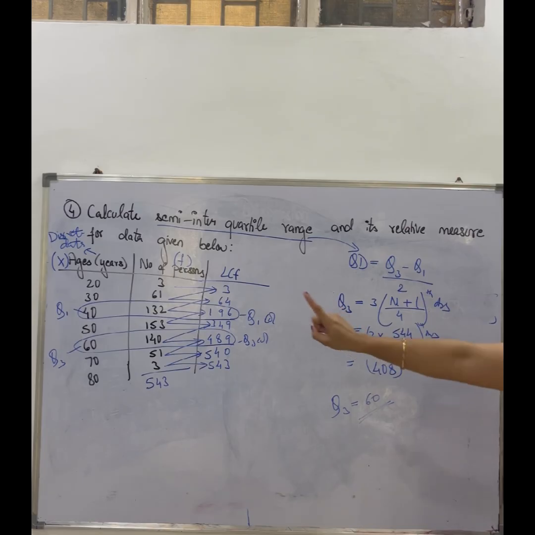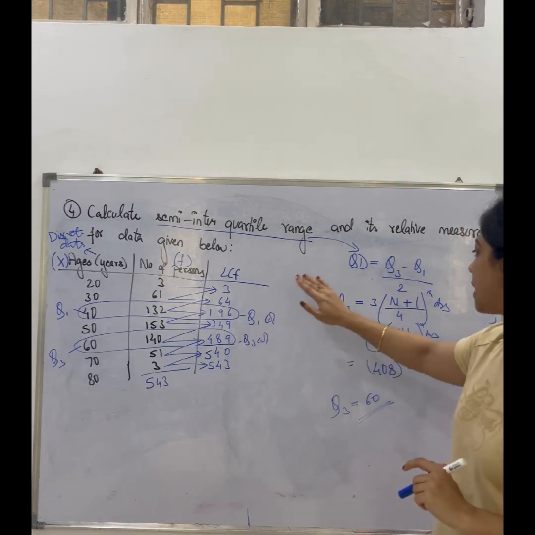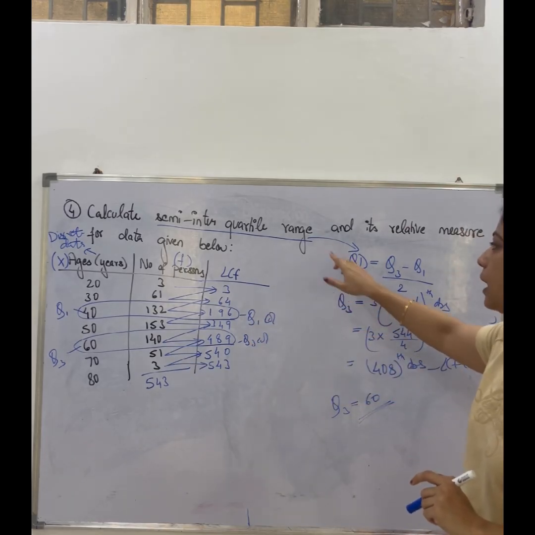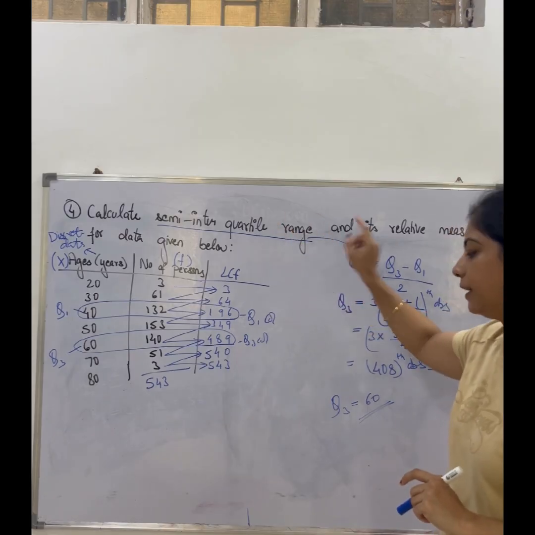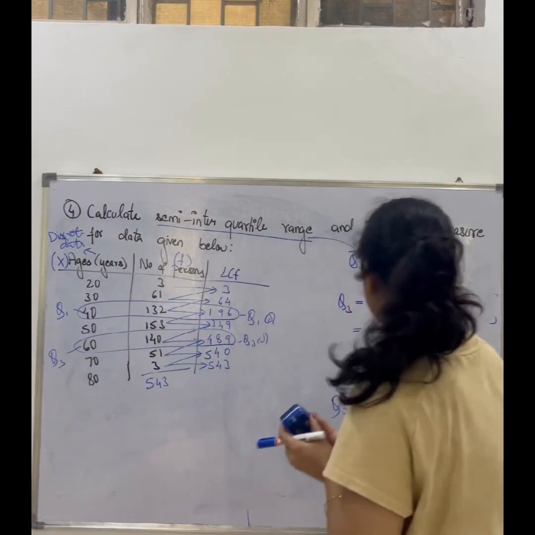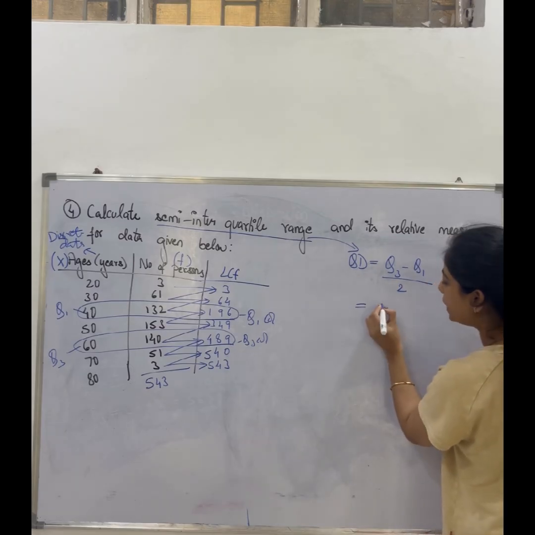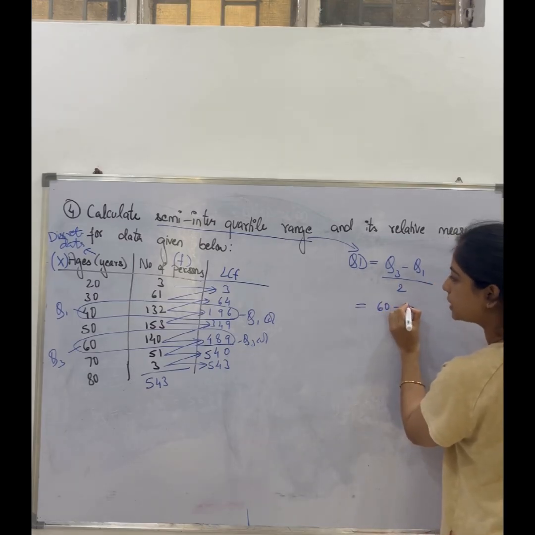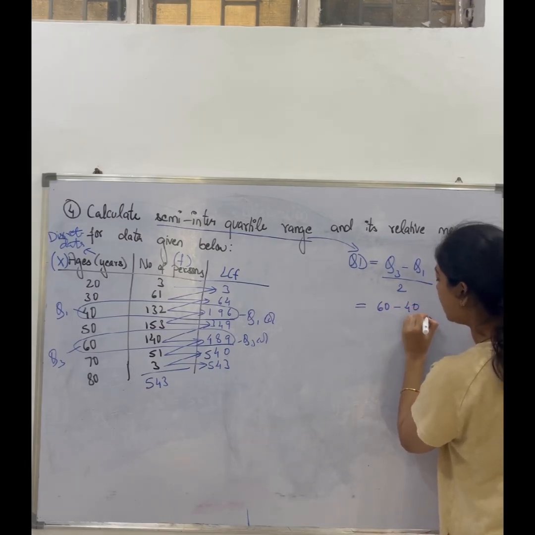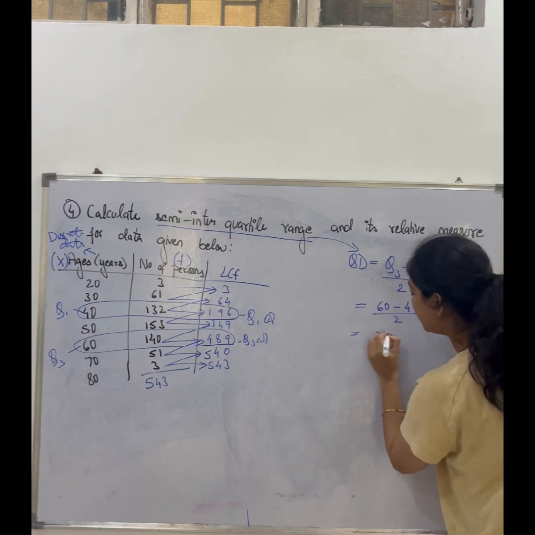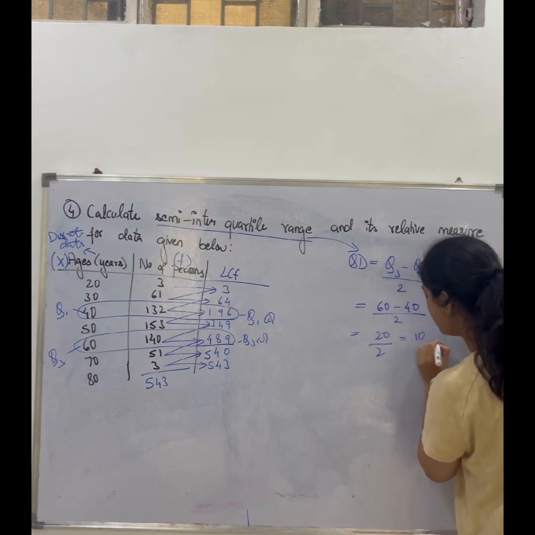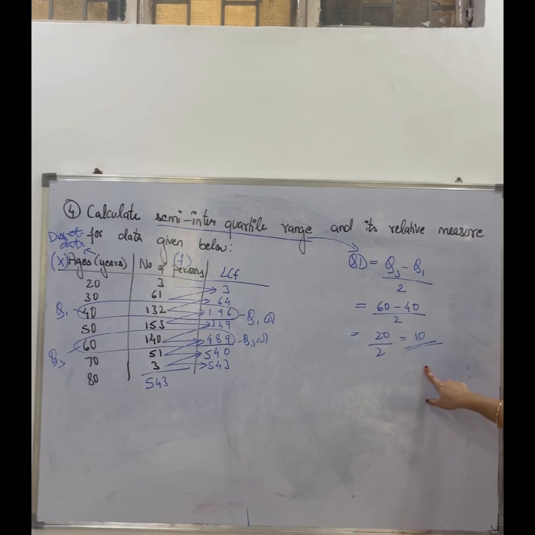So we have got your Q1 and Q3. Now we will substitute back in your QD formula in order to get the semi-interquartile range value. Let's substitute back and see what answer we are getting. Q3 is 60, Q1 is 40, upon 2, which is 20 by 2, and your answer is 10. This is the value of quartile deviation.